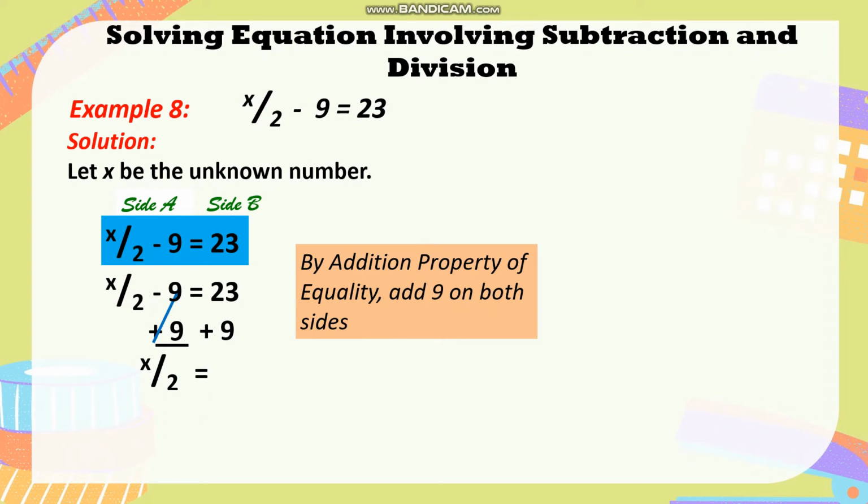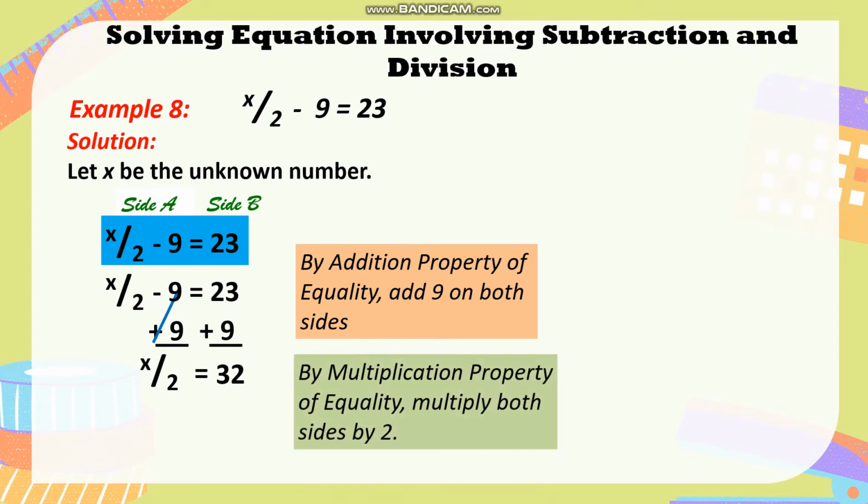Copy the equal sign. Solve side B. 23 plus 9 is equal to 32. So ang ating equation ay x divided by 2 equals 32. Kung mapapansin natin, hindi pa rin natatanggal ang number na naka-attach sa x. So, kunin natin ang opposite or inverse operation ng divided by 2 para ang maiwan ay ang x. By multiplication property of equality, multiply both sides by 2.